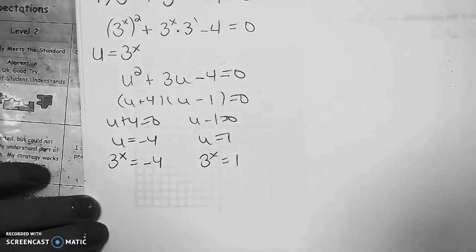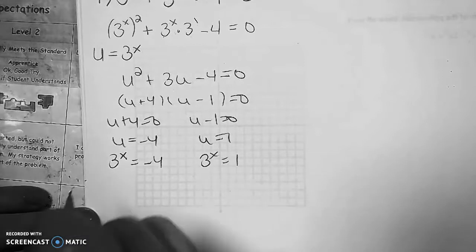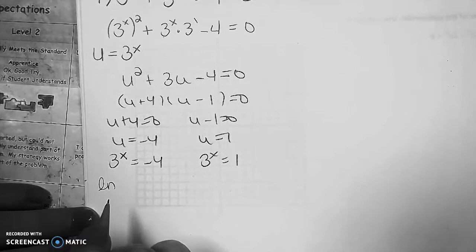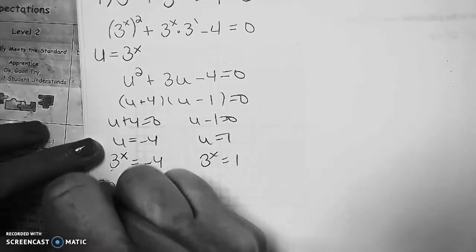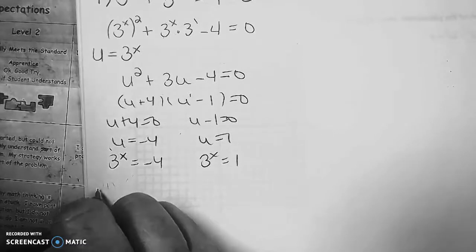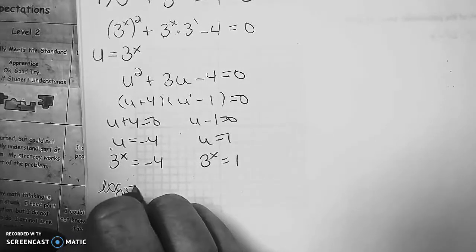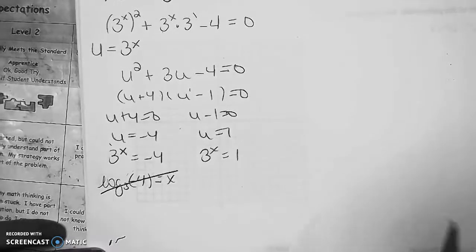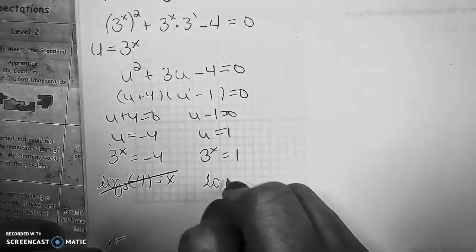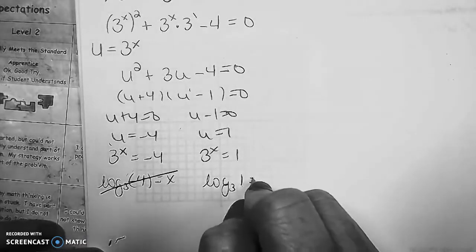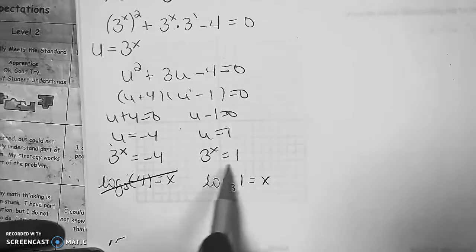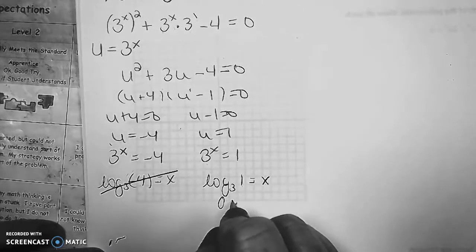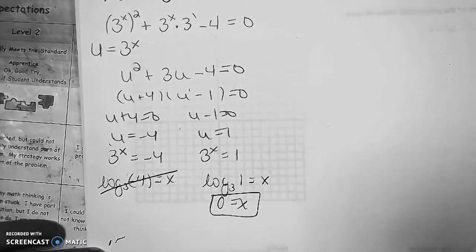That's an exponential equation. I'm going to go ahead and change that to a log. I'm going to take a base of 3: log base 3 of negative 4 equals x. That can't happen, so that's an undefined operation. And then I would have log base 3 of 1 equals x. What would x be to make this happen? What is log base 3 of 1? It's 0. And so there's your one solution.